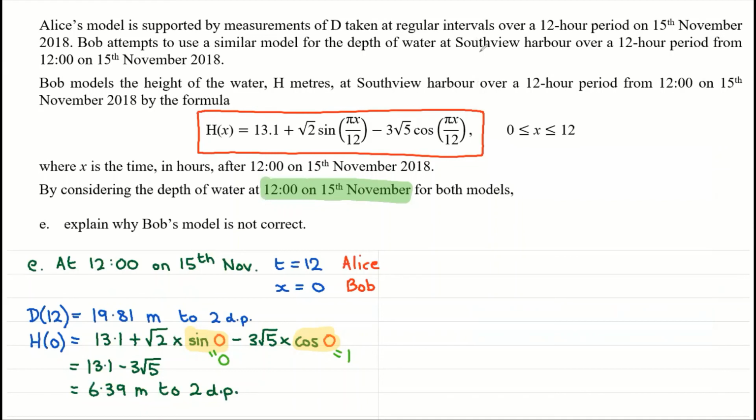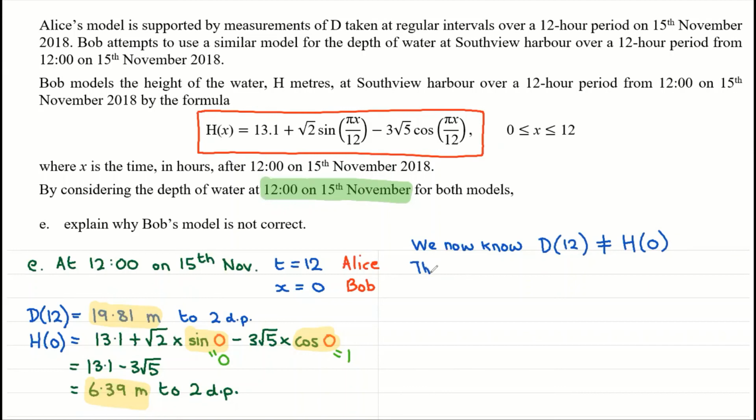Right, now this is the conclusion that we can draw from this. And this goes back to that third question in the starter. So we now know from the two results we've got here, so the fact that the 6.39 is nothing like the 19.81, even though they're at exactly the same time of day. That's the problem. It's the same harbor, the same location, the same measurement at the same time of day, but we've got two completely different answers. That D of 12 is not equal or nowhere near equal to H of 0.